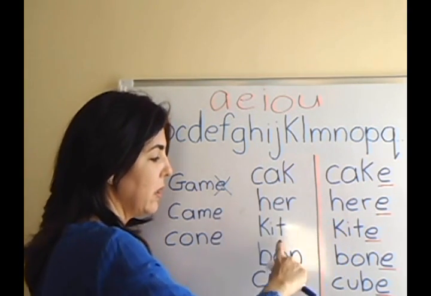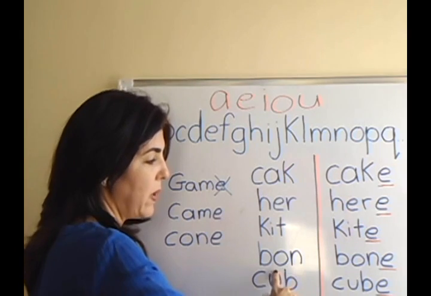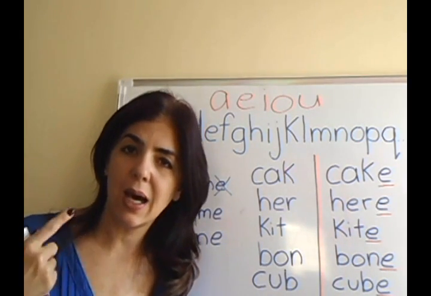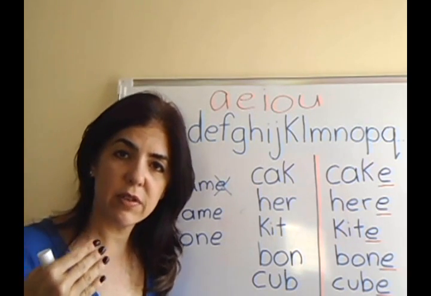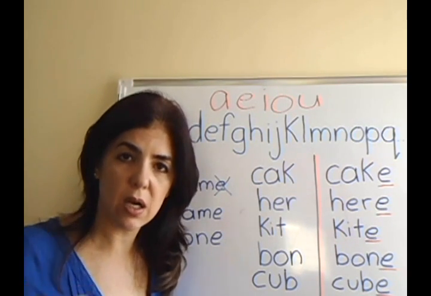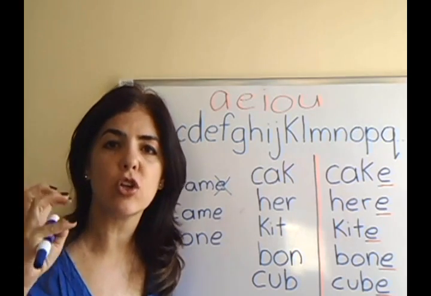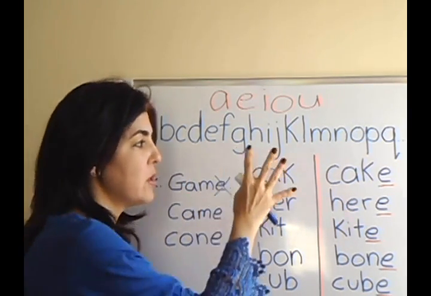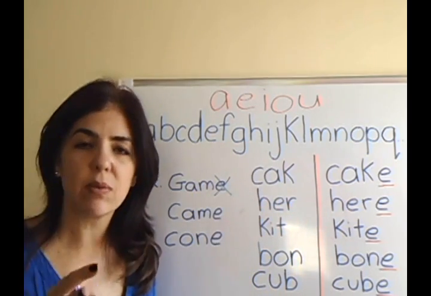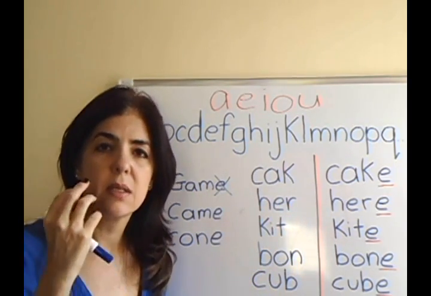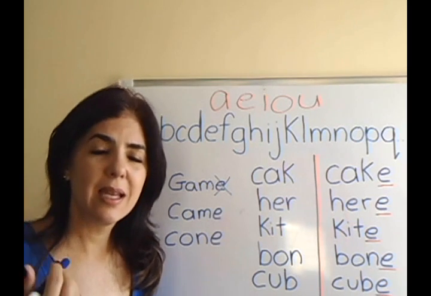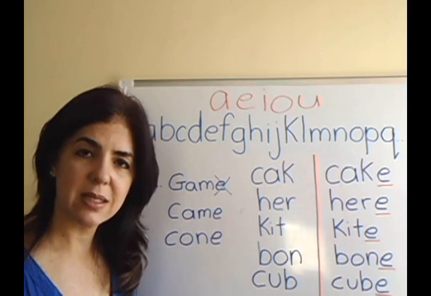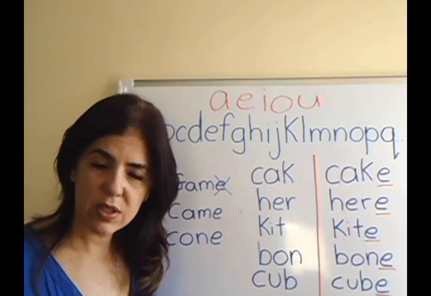Her, here, kit, kite, bon, bone, cub, cube. This activity helps them see the difference between short vowels and long vowels when they read words and when they're using words with short vowels or long vowels. I love to do this activity because it's the one that really helps them understand the difference. At the end of this video, you're going to have a list of words. You may take this list and practice all the words that I have there.